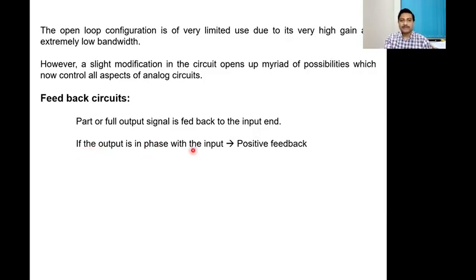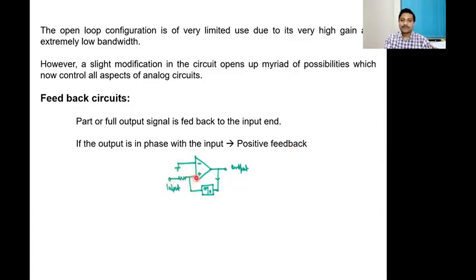So if the output is in phase with the input, for example, if I am using an open loop non-inverting input and then getting the output, and so the output is then in phase with the input, and if I feed back the same output to the same input, right, with some external circuitry, then this would be called a positive feedback. So where the phase matches. And schematically, you can represent it like this.